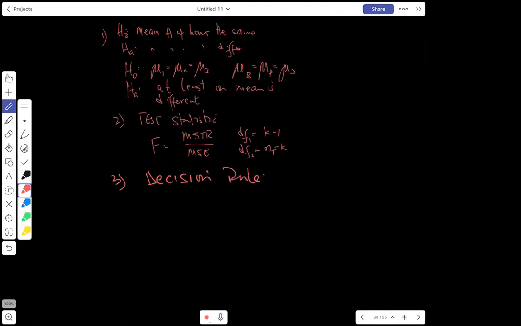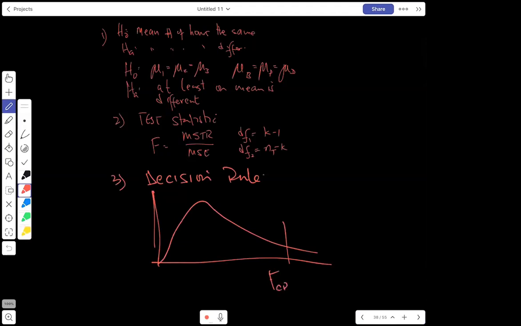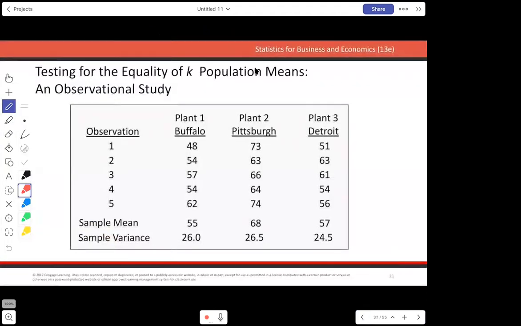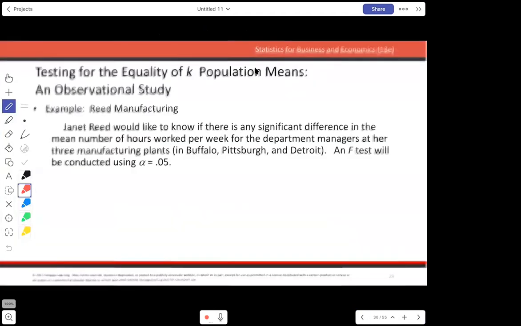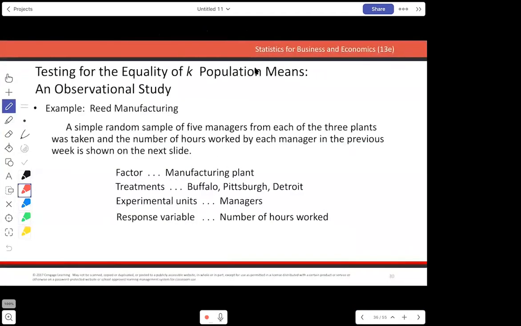So how do we know when we have enough evidence? Well, what we're going to have to do is find a critical value, F critical, which is F alpha, degrees of freedom 1, degrees of freedom 2. I think alpha is 5%. Let's go back and double check. We were not told, were we?